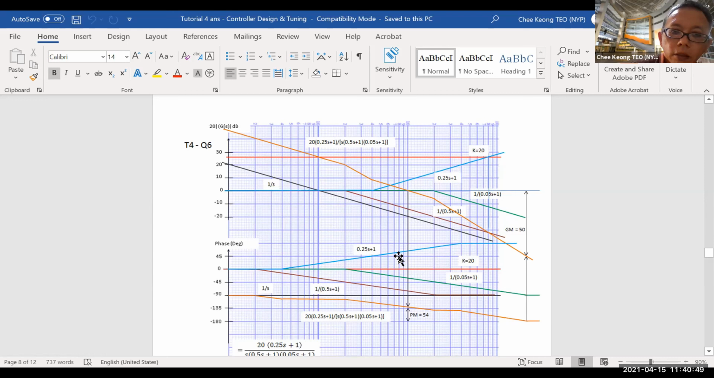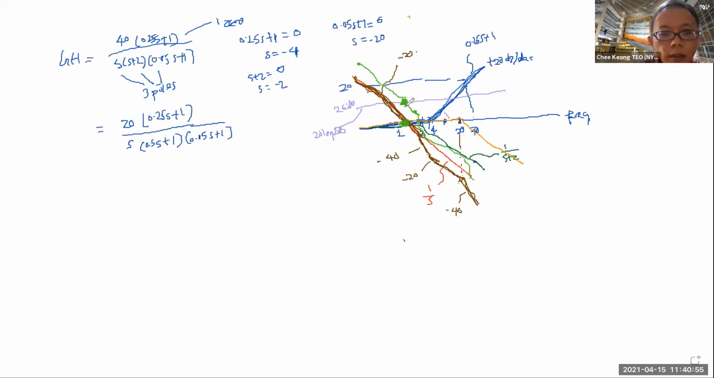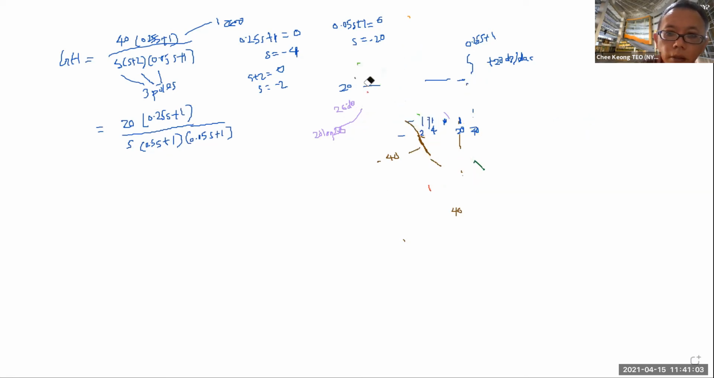Now, let's also talk about the phase, how you plot it. Maybe I should clear the gain first, because if I put the phase here, maybe later you all cannot see what I mean. Then I will go through the phase with you.